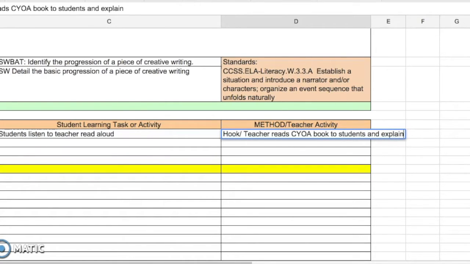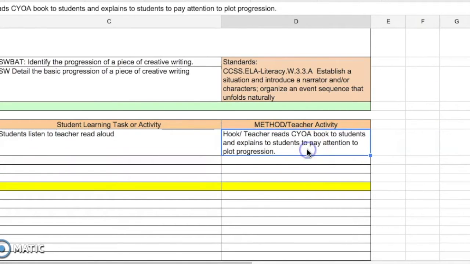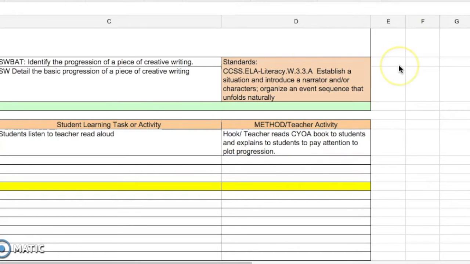and explains to students to pay attention to plot progression. I wouldn't be super specific for that when I'm explaining to the students because I want them to kind of use their own thought process before we get into direct instruction. But I'm still telling them to pay attention. Hey, think about how the story begins and think about each of the choices we make and how that leads to different actions in the plot. So they just have something to marinate on as we're talking. And I'm going to leave 10 minutes for that. Reading usually takes a little bit.